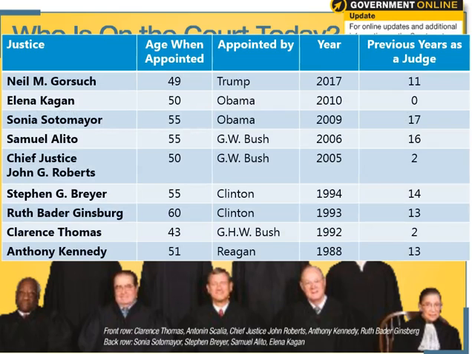So if we take a look at currently who's serving on the court, the longest serving member was appointed in 1988 by President Reagan, that is Anthony Kennedy, and Neil Gorsuch was the most recently appointed just a couple weeks ago actually, by President Trump. And so you can see some of the background of the court justices.